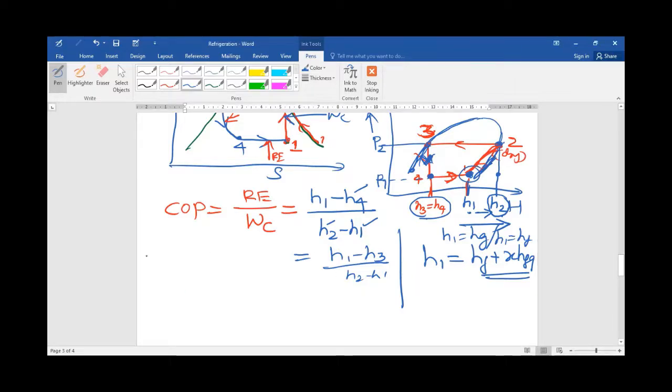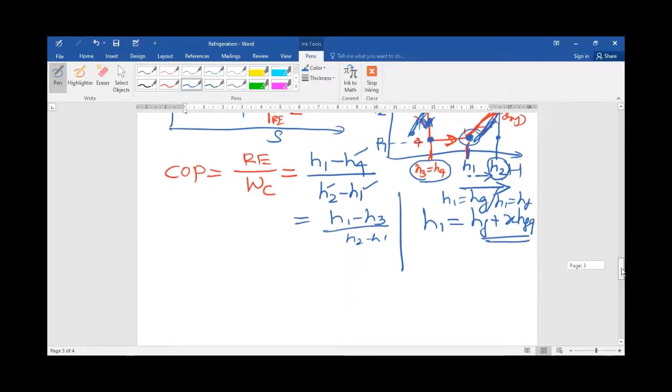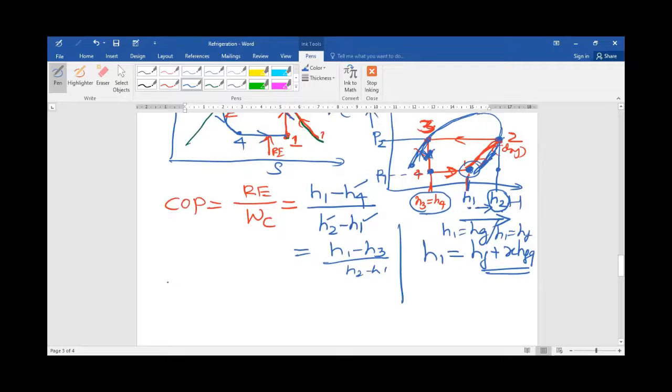So what you need to do is first calculate H2, my dear students. I will tell you how to calculate H2. H2 is on the dry line. What is the 2 to 3 process? Condenser. This is the condenser. This is the evaporator. What condenser temperature has he given? Condenser temperature is 30 degrees Celsius, and evaporator temperature is minus 10 degrees Celsius.